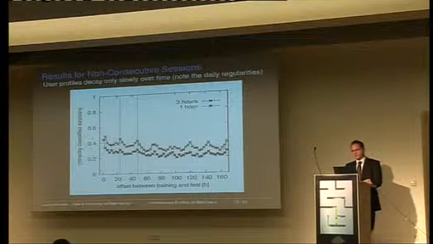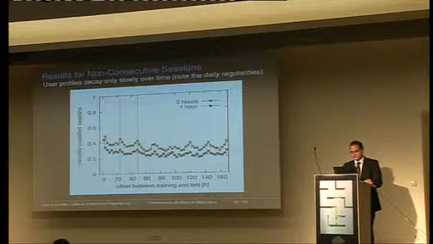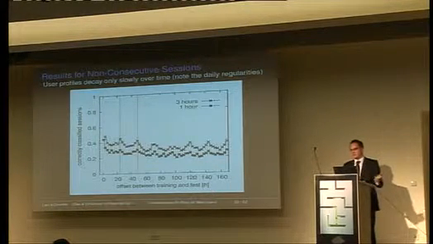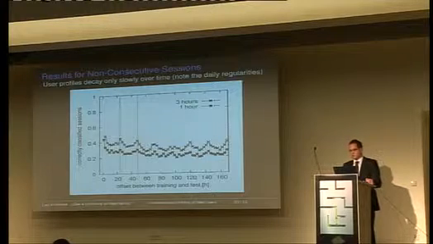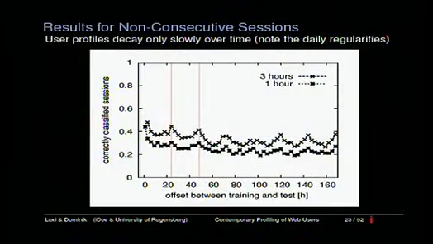Now, for consecutive sessions, this is probably not so difficult, but what happens if the offset between training the classifier and testing the classifier goes up? That's what is depicted in this graph. First, for rather short sessions of 1 and 3 hours, the accuracies drop only slightly even with an offset of up to 7 days, which is at the right side of the graph.